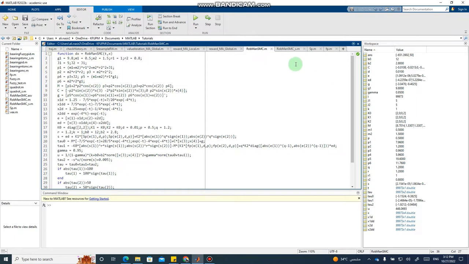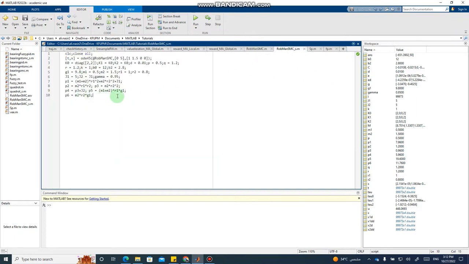So this code is basically a repetition of the code that we wrote here. We need this repetition because we want to plot the control signal. So x1 desire, x2 desire. Notice that the t here is no longer just a scalar time, it's a vector that will be computed from ODE45, so it will be a lot of values. And then tau, this is the initialization of the control.